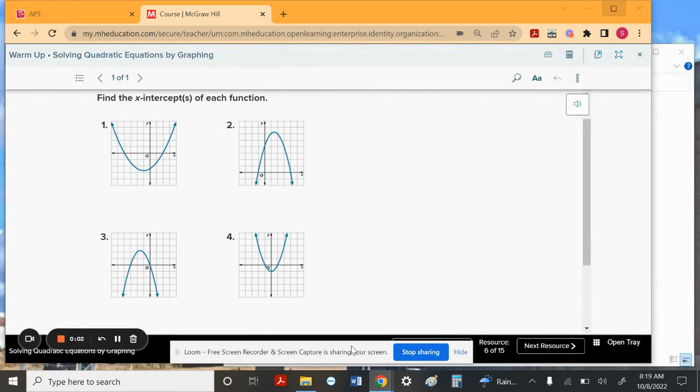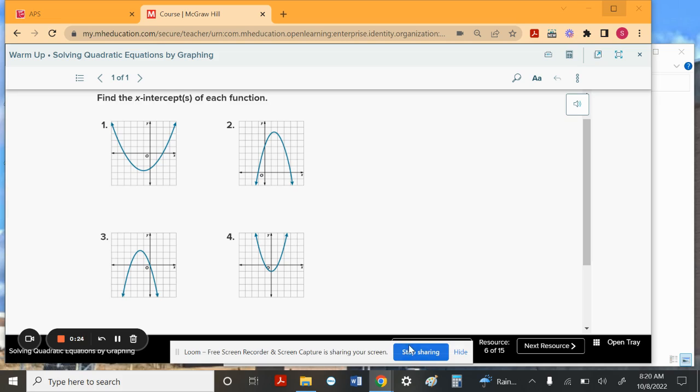Let's move into the next section for algebra 1. So we're going to actually go through some of these things and make sure that we can solve these. So we're going to solve some quadratic equations by graphing. And sorry, this is algebra 2. So anyway, first things that we're going to look at is finding intercepts.